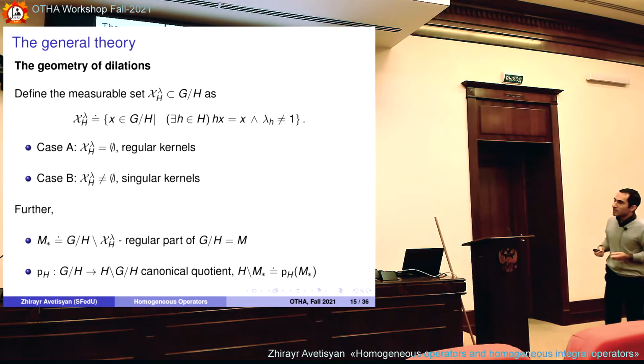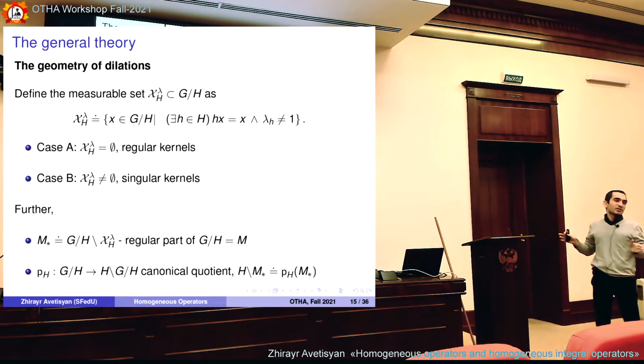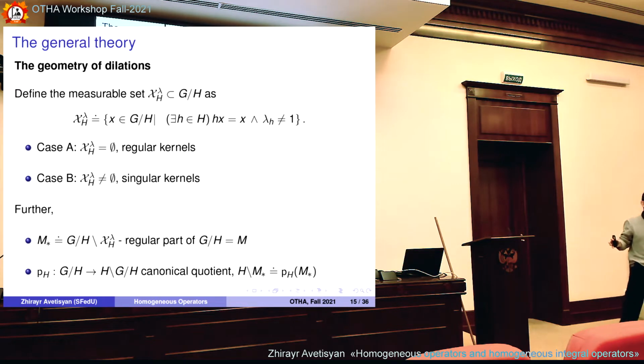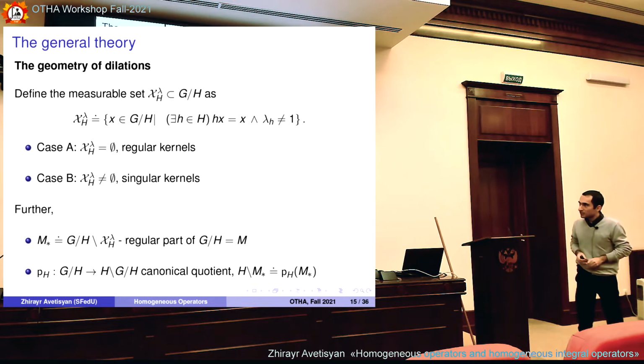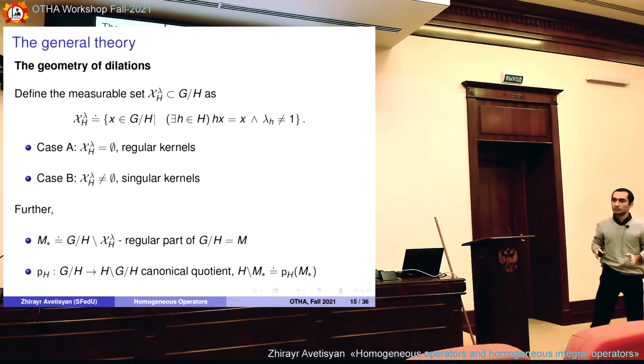So in case A, we'll see, or we can see, that the curly X set is empty. So you can have regular homogeneous kernels, as is the case with convolution kernels, right? Because as we said, everything is reduced to convolutions, if you wish. In case B, the set is not empty, so you have only singular homogeneous kernels.